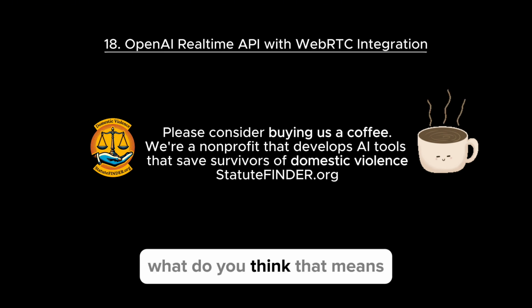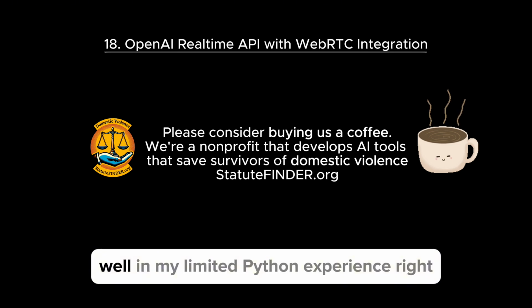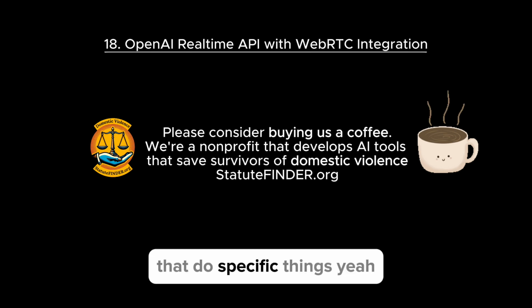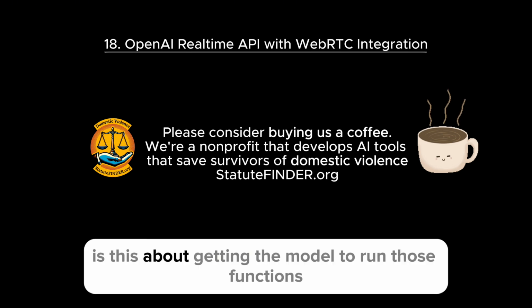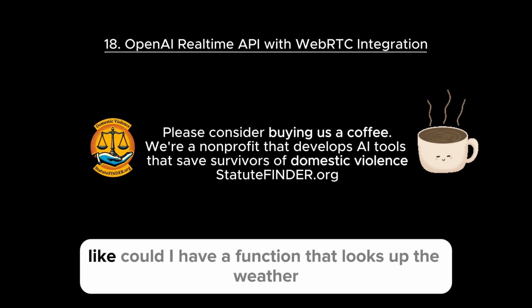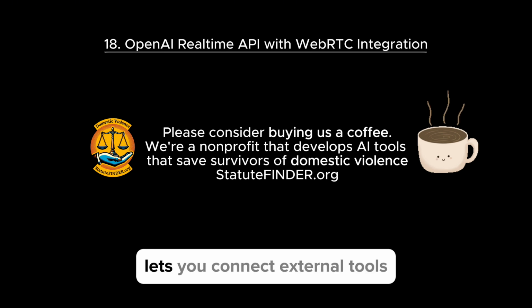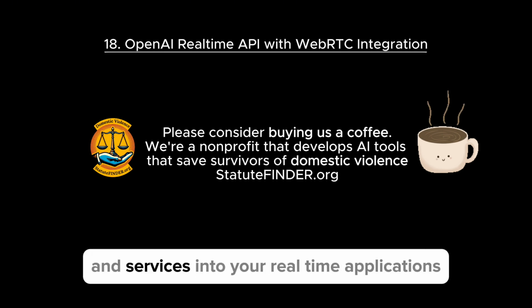Function calling. What do you think that means? Well, in my limited Python experience, functions are like little blocks of code that do specific things. So is this about getting the model to run those functions? Like, could I have a function that looks up the weather and then have the model tell me the forecast? You got it. Function calling lets you connect external tools and services into your real-time applications.